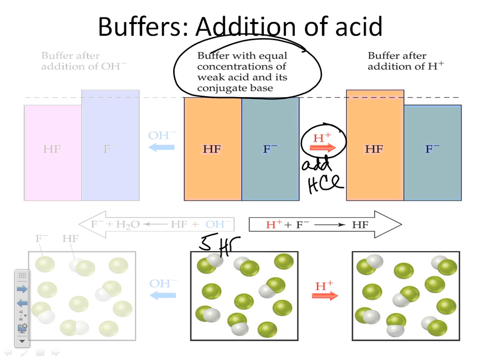Again, if we look at the particle diagram, we start with 5 HF and 5 F minus, but what happens now when we add the acid? Well, here we're looking at the reaction that's written in the arrow. We're adding HCl. What is the HCl going to react with? It's going to react with the base. So it's going to react with that F minus. So that's what we're seeing in this arrow.